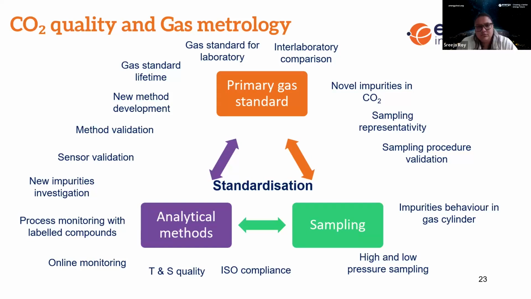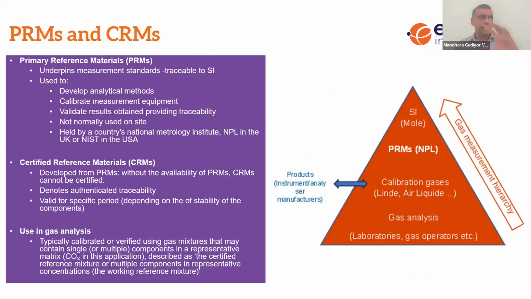So go to the next slide, please. In order to do gas metrology, we said primary reference materials are important, and we also said certified reference materials are important in the guide, and how these can be used in gas analysis. Before going into any of that, I will just explain the pyramid of hierarchy in gas metrology or gas analysis. If you look at the right side of the slide, you can see a triangle with a hierarchy of gas analysis. At the bottom of it, you can see gas analysis, where routine gas analysis is done by gas operators or gas laboratories.